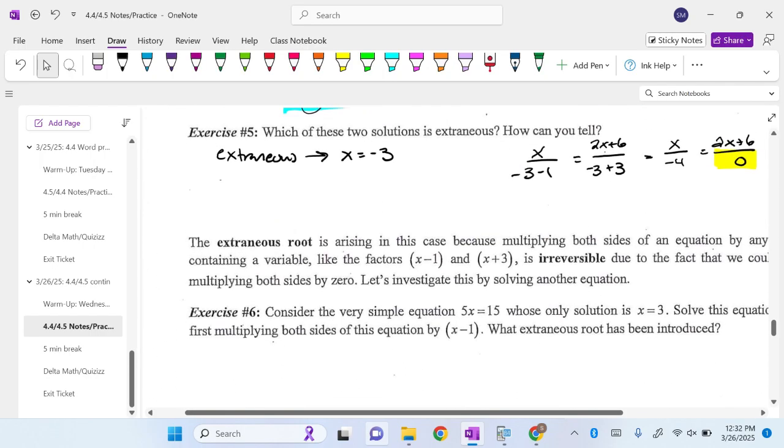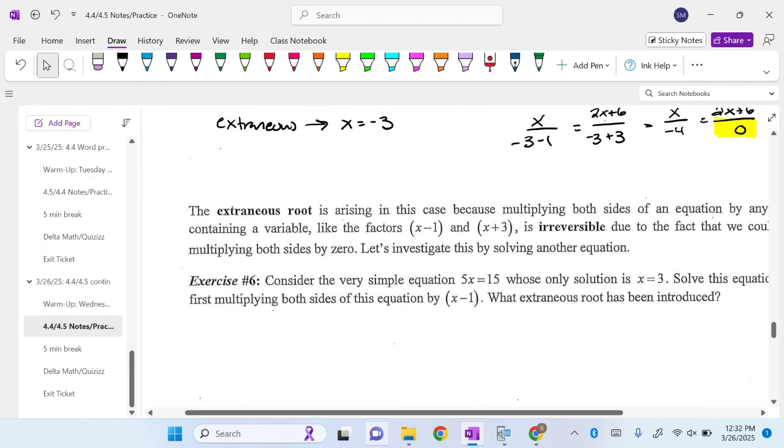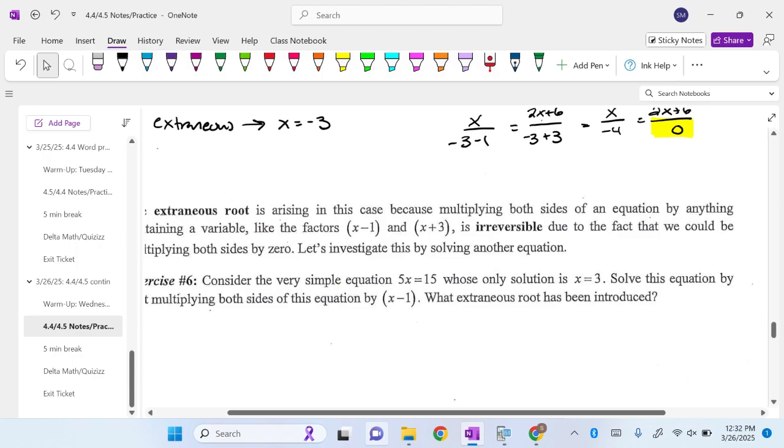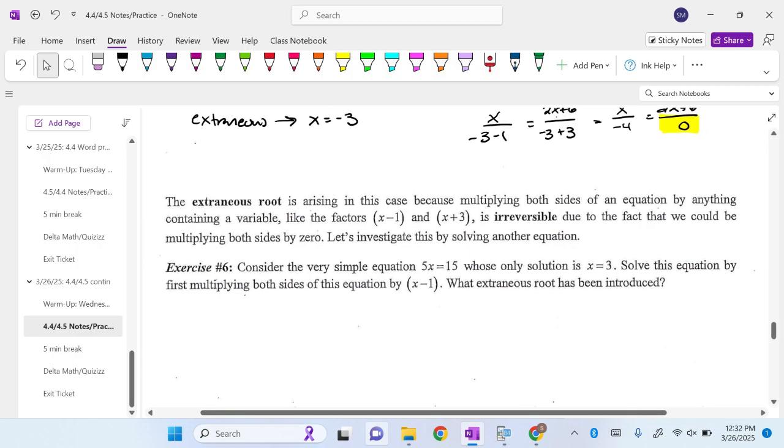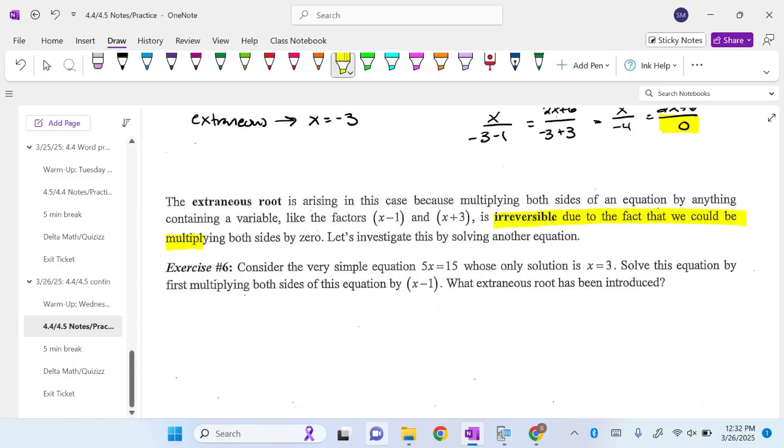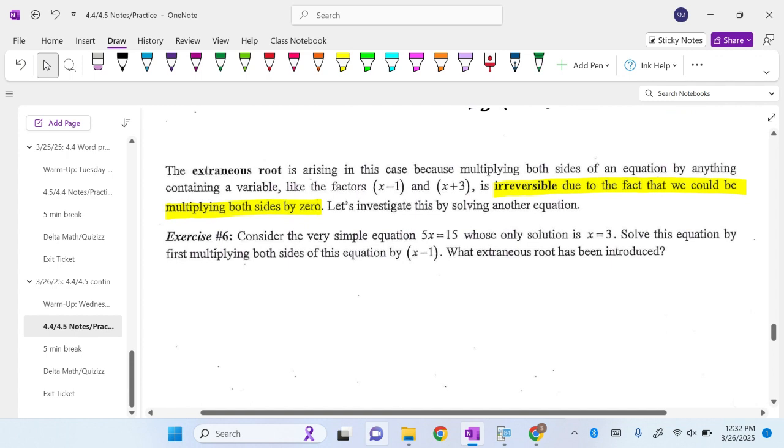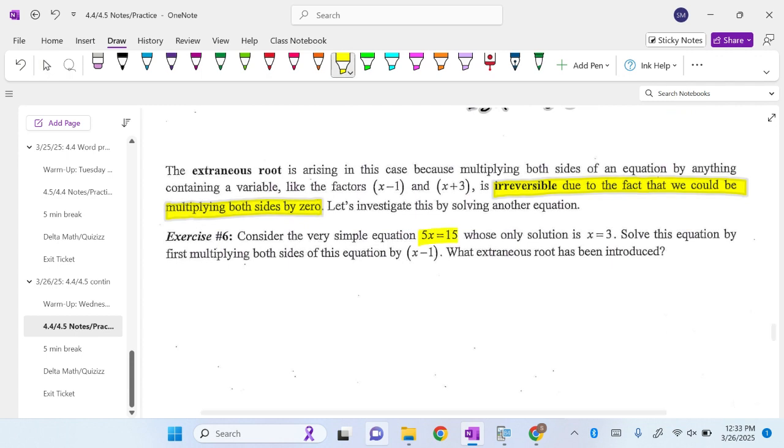Now, the extraneous root is arising because multiplying both sides of an equation by anything containing a variable, like those two factors that we did, is irreversible, because we could be multiplying both sides by 0. So we'll investigate this again by solving this last equation. This very, very simple equation, 5x is equal to 15, which if we solved it, we would know that the solution is only x equals 3, because positive 5, if you divide it into 15, gives you positive 3.